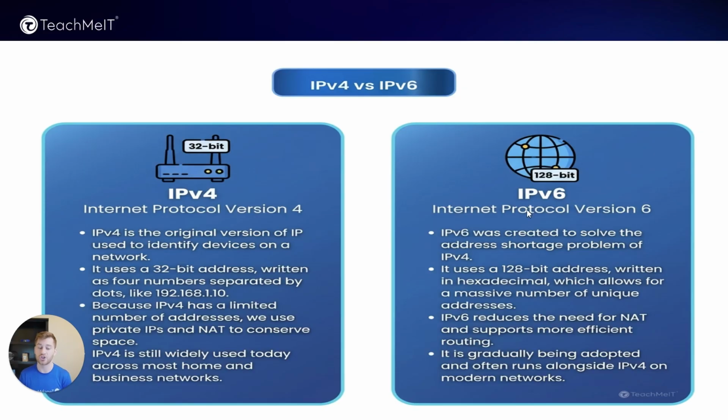IPv6, on the other hand, is much newer. IPv6 was created to solve the address shortage problem of IPv4. Because we have a limited amount of numbers, there are only so many IPv4 addresses possible, and we're eventually going to have a shortage of valid IPv4 addresses. IPv6 uses a 128-bit address written in hexadecimal, which allows for a huge number of unique addresses. IPv6 is fairly efficient as well, and we're gradually using it alongside IPv4 in modern networks. We're still using IPv4, but many internet service providers are also starting to implement IPv6.